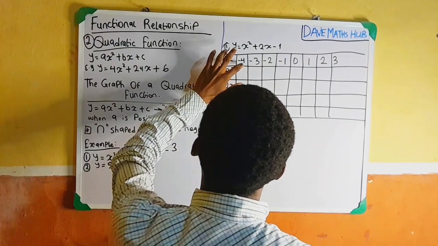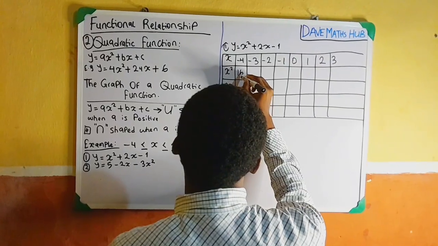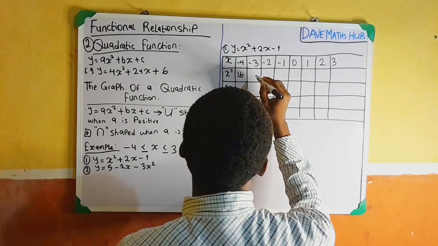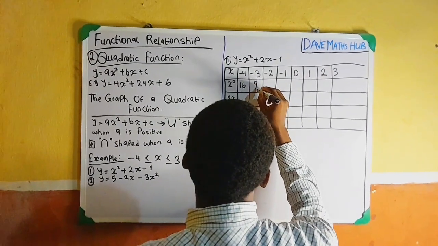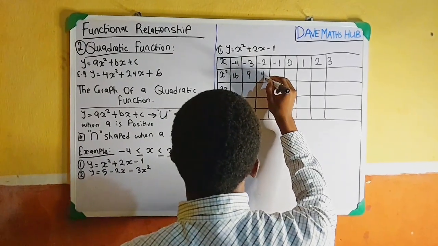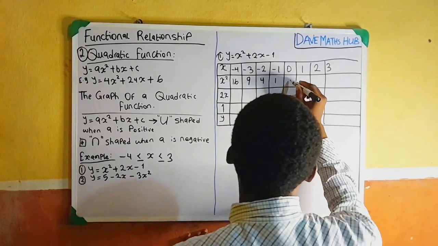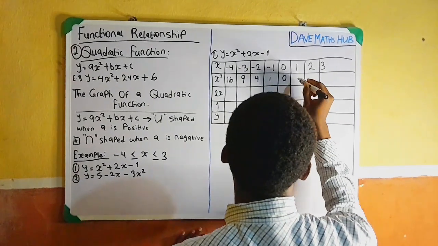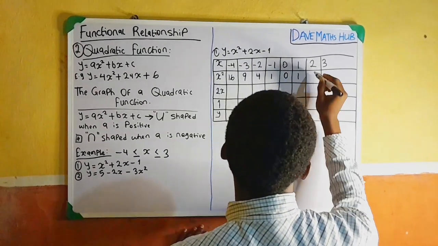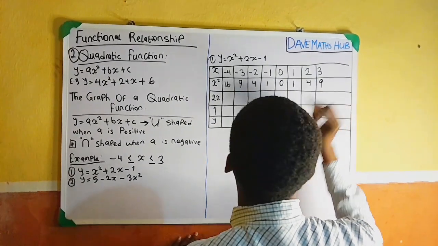So x squared: minus 4 raised to power 2 gives us 16. Minus 3 raised to power 2 gives us 9. Minus 2 raised to power 2 gives us 4. Minus 1 raised to power 2 gives us 1. 0 raised to power 2, 0. 1 raised to power 2, 1. 2 raised to power 2, 4. 3 raised to power 2, 9.